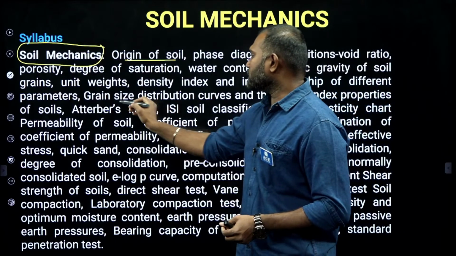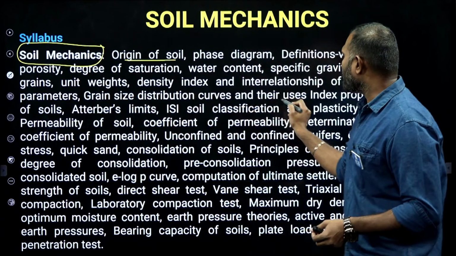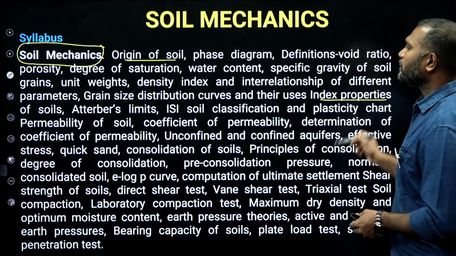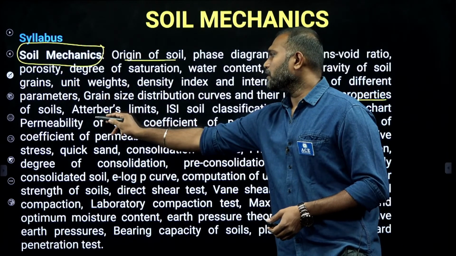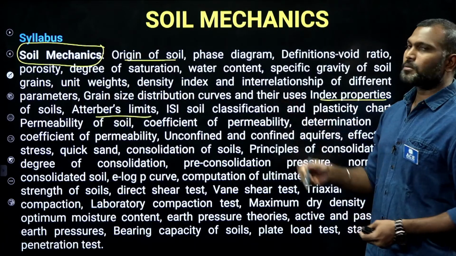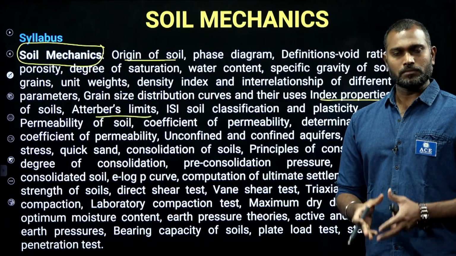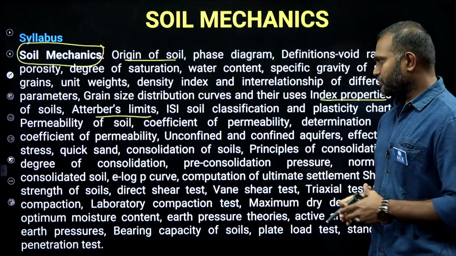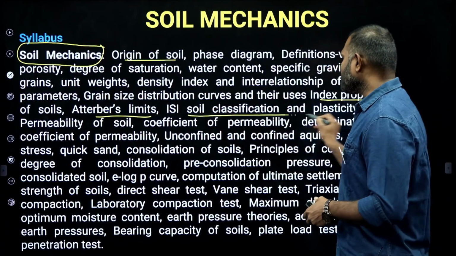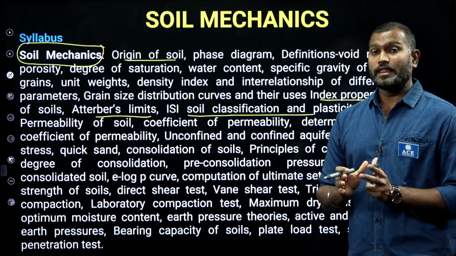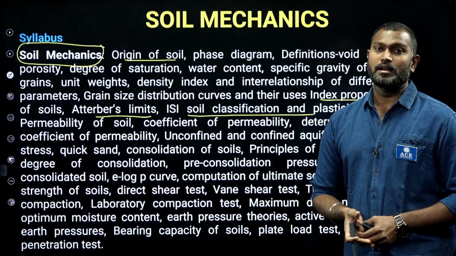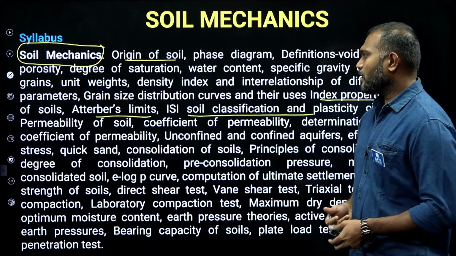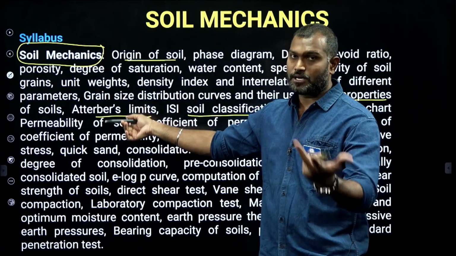And then we discussed the grain size distribution curves and their uses, and the index properties of soil, Atterberg limits. These Atterberg limits and index properties form a separate chapter, named index properties. And then soil classification and the plasticity chart, that itself we classified as classification of soils. And then the permeability of soil as a separate chapter.